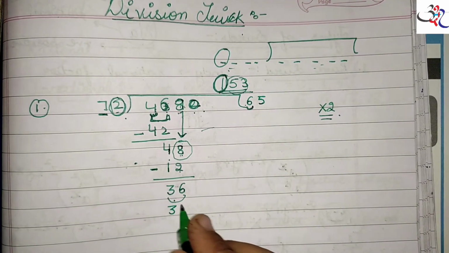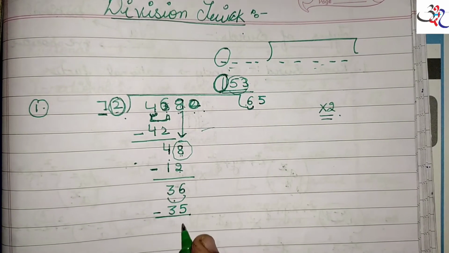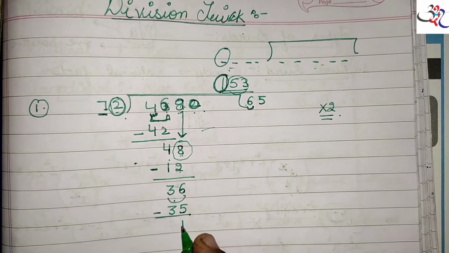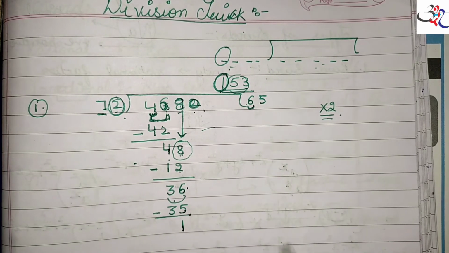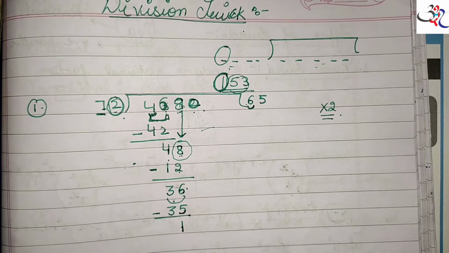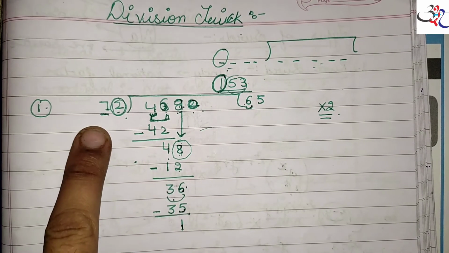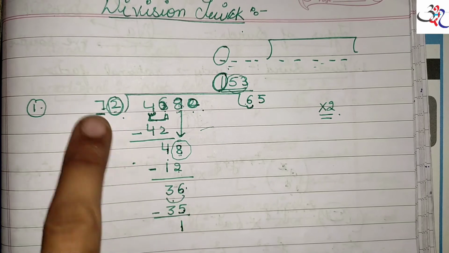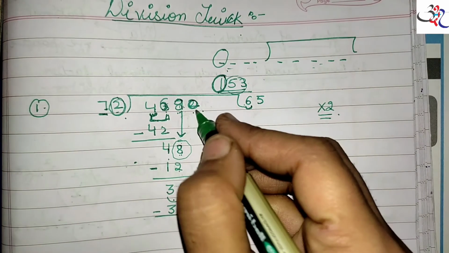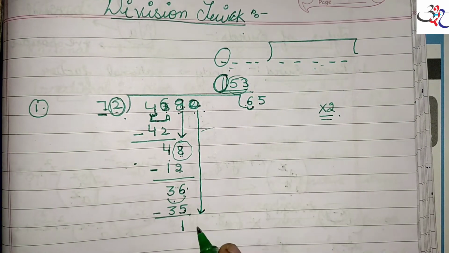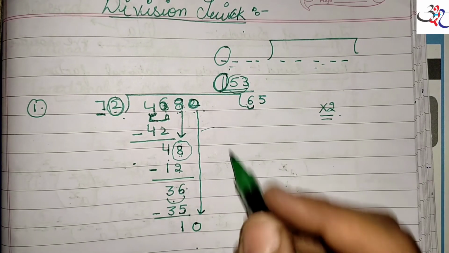Check that 36 is divisible by 7 or not. Yes, it is divisible. 7 fives are 35. After doing the subtraction, 36 minus 35, we will get 1. Now again check whether 1 is divisible by 7 or not. No, 1 is not divisible by 7. So we will take 0 from the upper part and we will get 10 here.